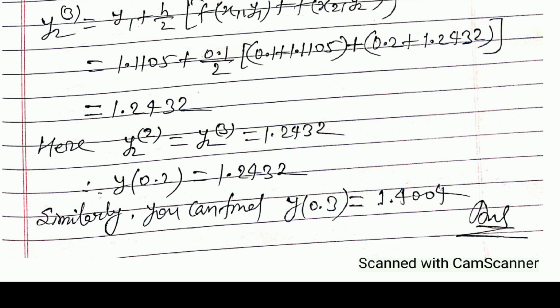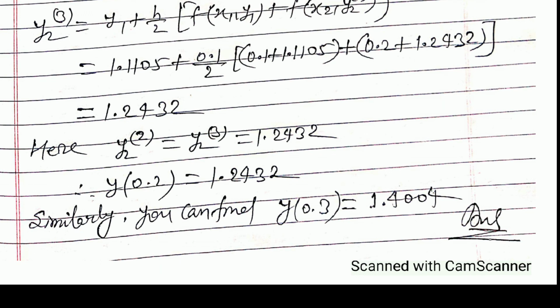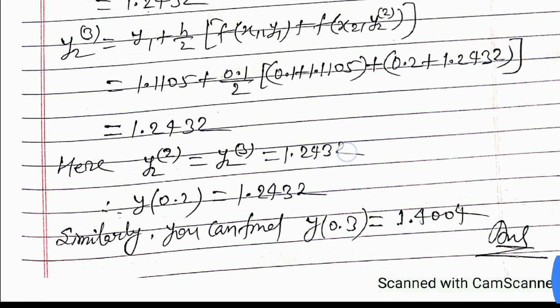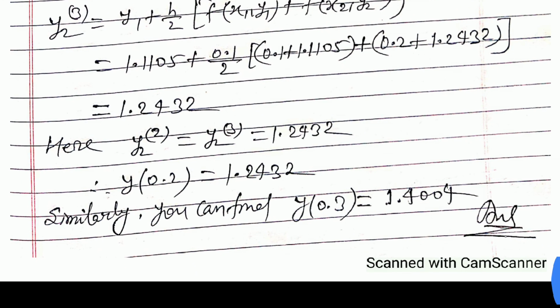Similarly, you can find the value of y3 also by continuing this process. You'll get this value, 1.4004. You may find it by using this similar process. So we have discussed today an example on the modified Euler's method. In the next video, we will discuss another concept of mathematics.